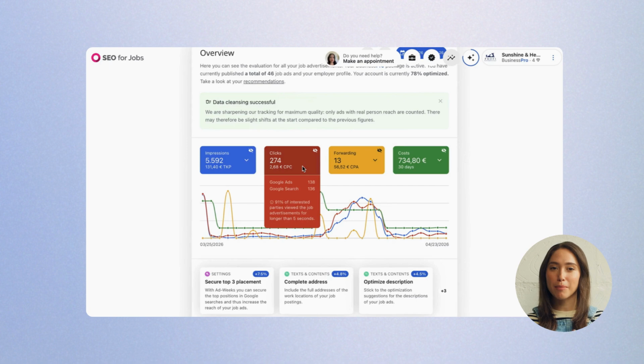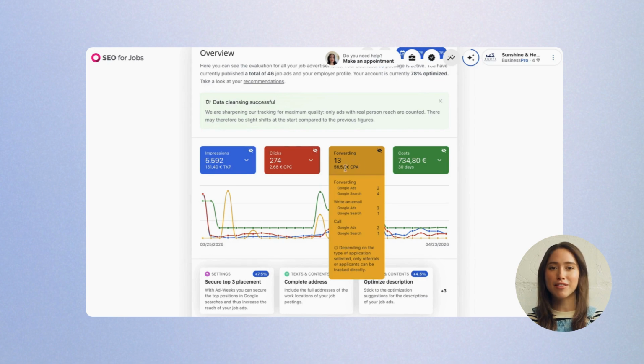The goal of every campaign, of course, is the application. In your statistics, we track this success based on the application method you previously defined for your position. If you chose the quick application, all data collected via our mobile-optimized form is included here. This is especially effective for candidates who find you via smartphone.